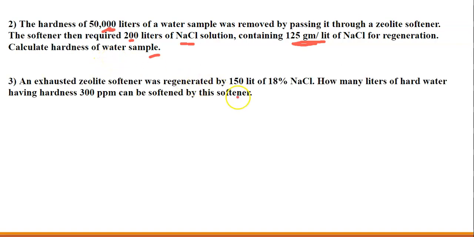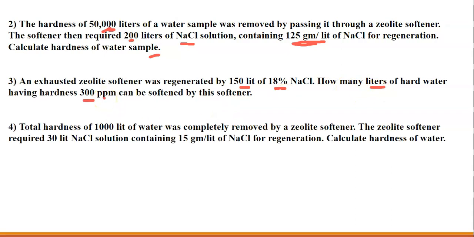This is another question. Here again they have given that an exhausted zeolite softener was regenerated by 150 liters of 18% NaCl. So this is the volume of NaCl, and this is the percentage of NaCl which you have to convert into its strength. And you have been asked to find the liters of hard water having hardness 300 ppm. So you have to find the volume of water sample, and the hardness is given. Similarly, this is question 4. So there are 3 questions which you can try and solve.